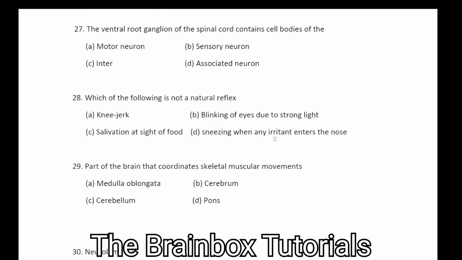Now number 27. The ventral root ganglion of the spinal cord contains cell bodies of option A motor neuron, option B sensory neuron, option C intermediate neuron, and option D associated neuron. Now the correct option is option A motor neuron.